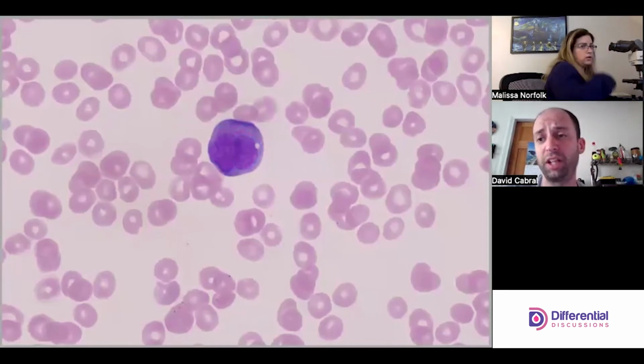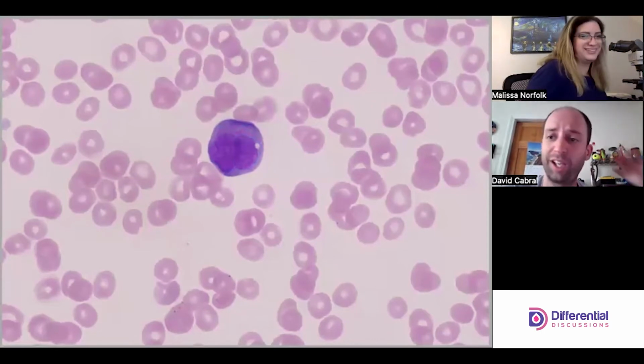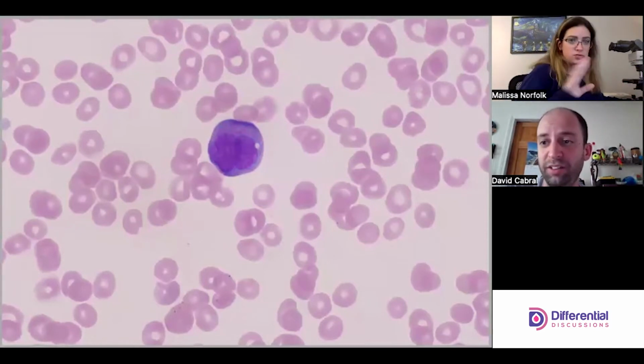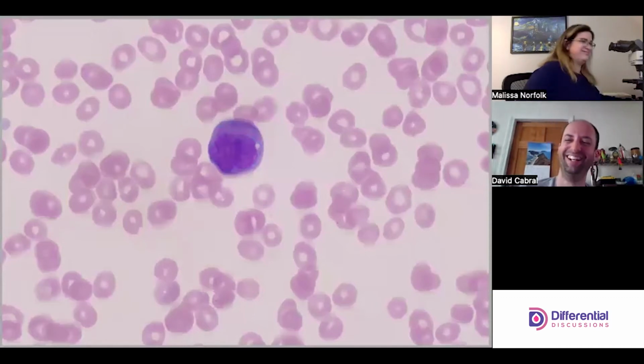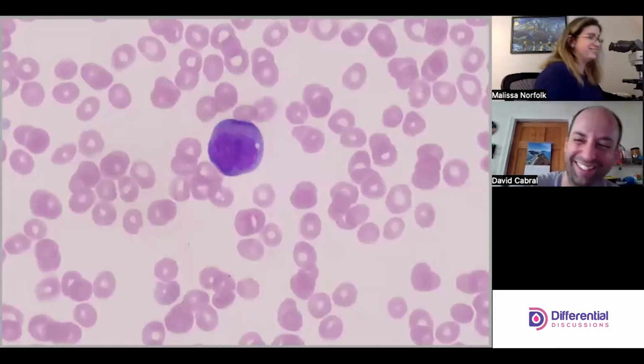Once these patients start to receive therapy, morphology kind of goes out the window. Therapy-treated APL cells are the worst, the absolute worst. I wouldn't put you guys through that.